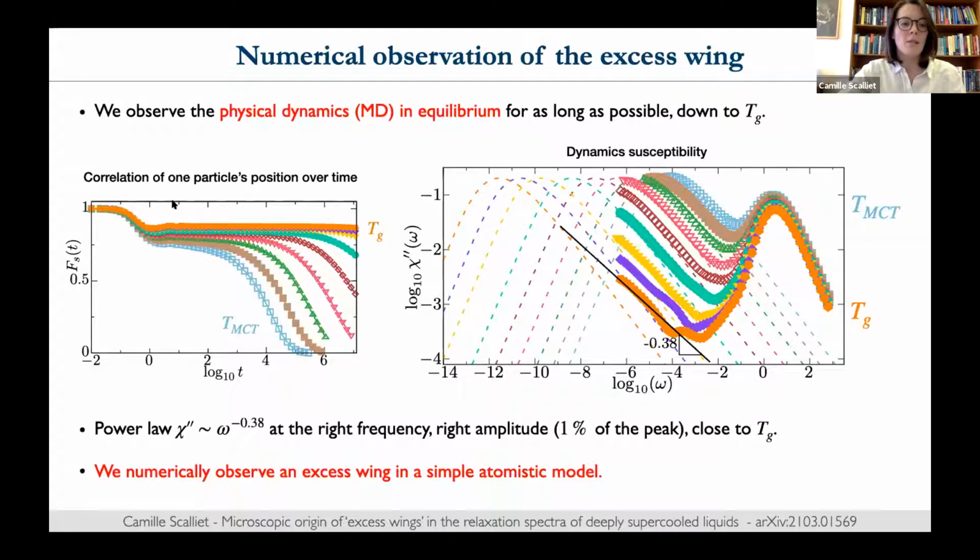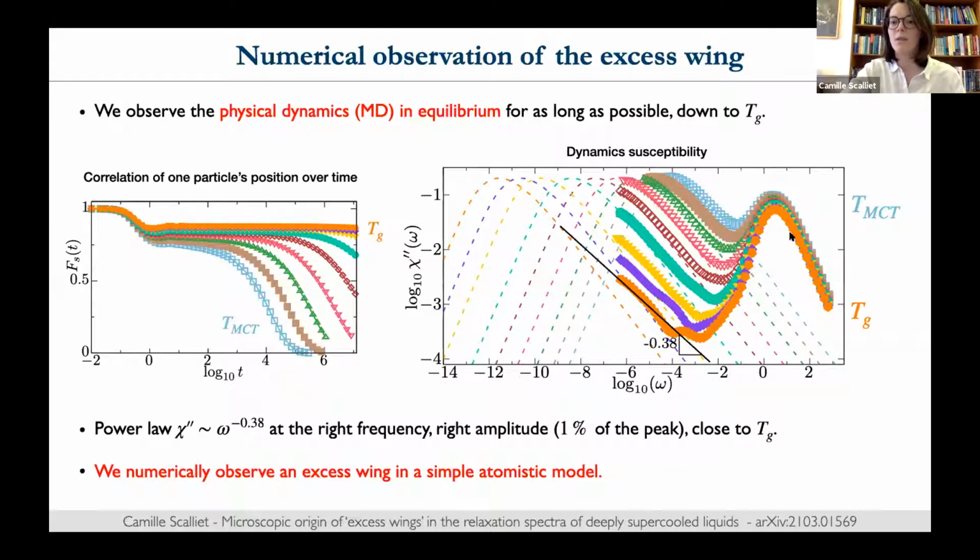So we monitor the dynamics via this function, a self-intermediate scattering function shown on the left, which quantifies the correlation of one particle's position over time. You see it starts from 1, and then eventually when the structure has relaxed, it goes to 0. And I show the curves only in the temperature regime which has been so far unexplored, from MCT down to the glass transition. And of course, here the dynamics is as slow as expected. You see that after more than 9 decades in time, the structure is still almost completely stuck and the correlation function almost plateaus. So to compare with experiments, we compute the dynamic susceptibility, shown on the right here, which has a shape similar to experiments.